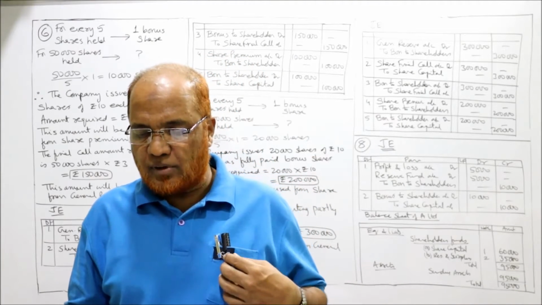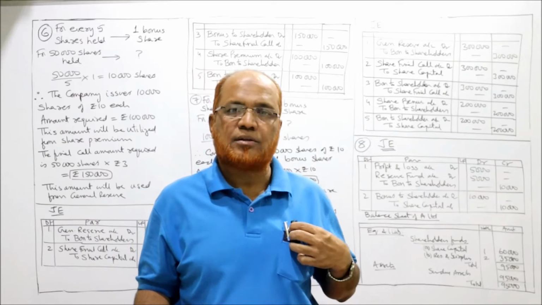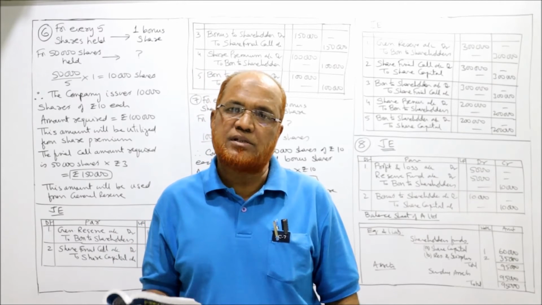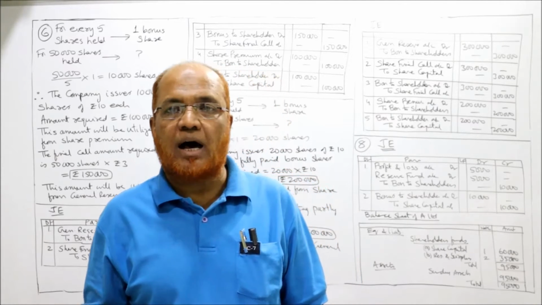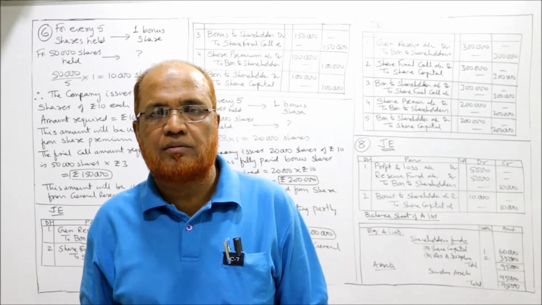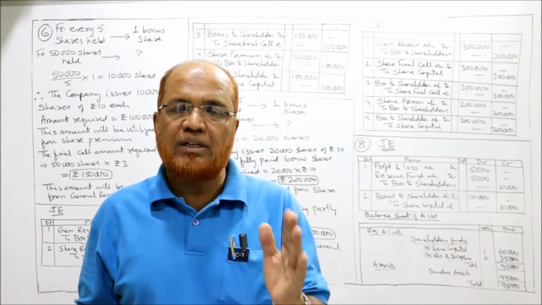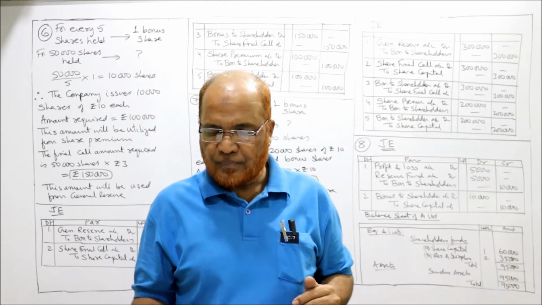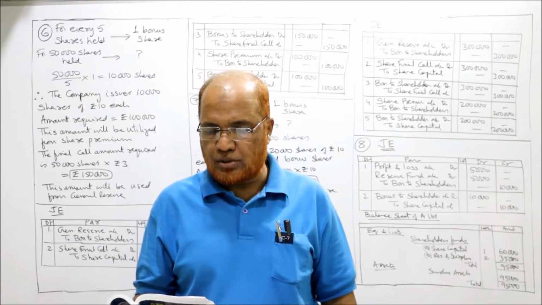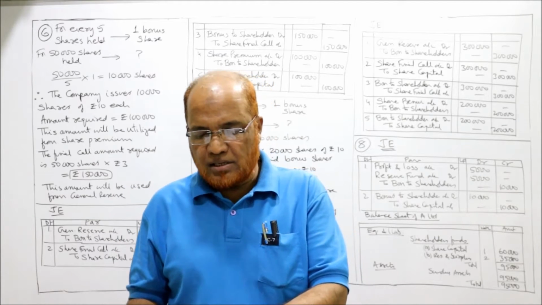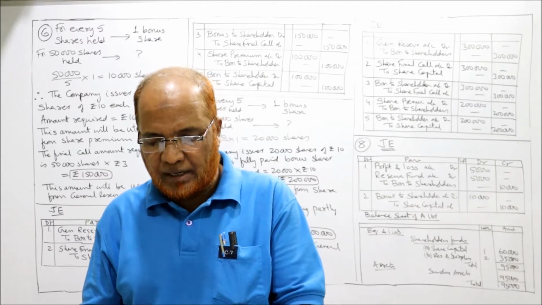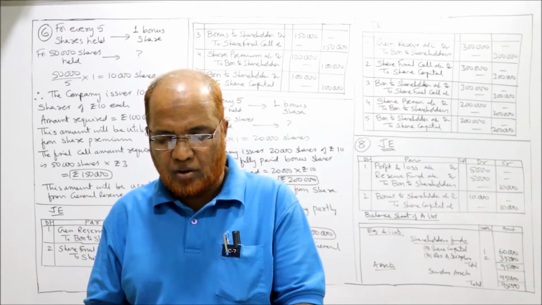Has a called up capital of 7 rupees per share and duly paid. So out of 10 rupees, 7 rupees already paid. So 3 rupees unpaid. Final call amount 3 rupees. So 3 rupees on 50,000 shares, right? 1,50,000. Now, the company has resolved that a bonus of 1,50,000 will be declared out of the reserves and surplus in the form of final call.